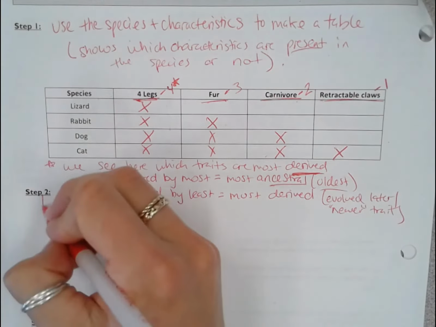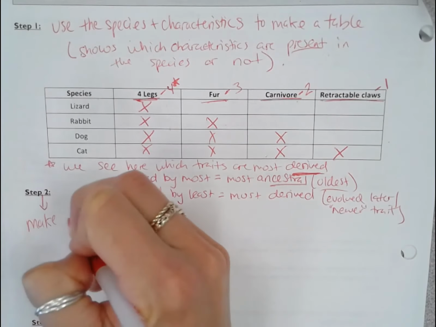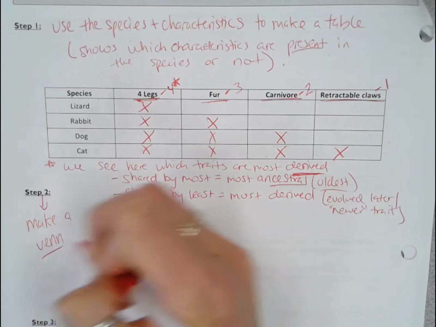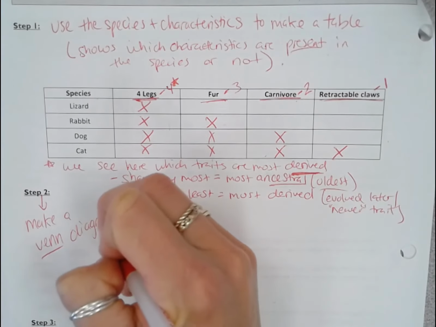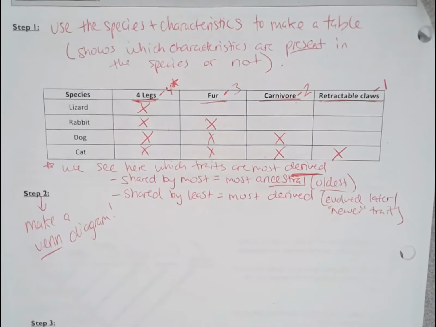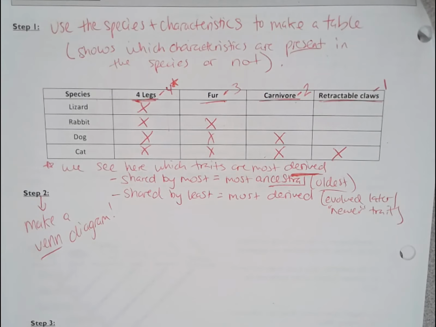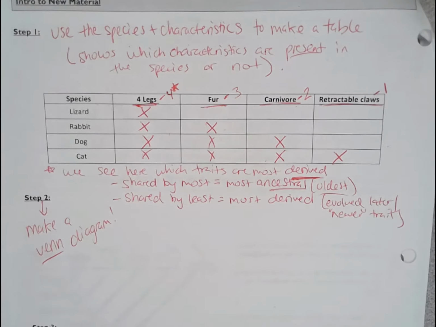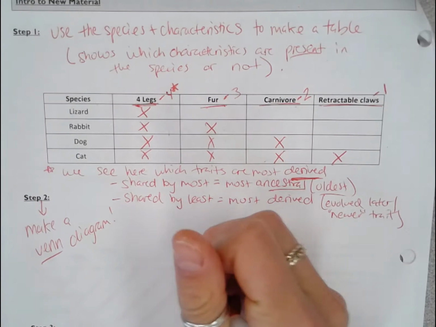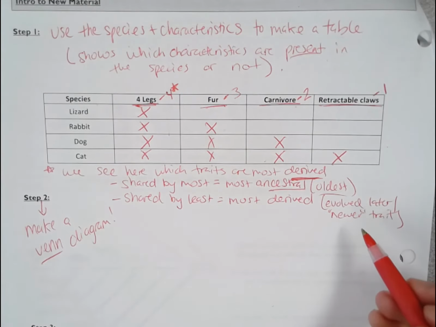So the second thing that we're going to do with this information is make a fun Venn diagram that I'm going to show you guys how to make. The first thing that we're going to start with is our most derived characteristic. So our most derived characteristic was which one, guys? This is the one that has the least amount of species that have it. Which one's most derived?